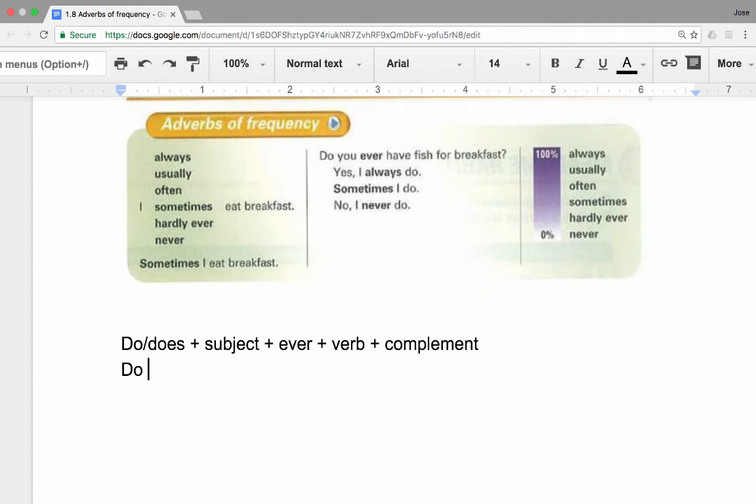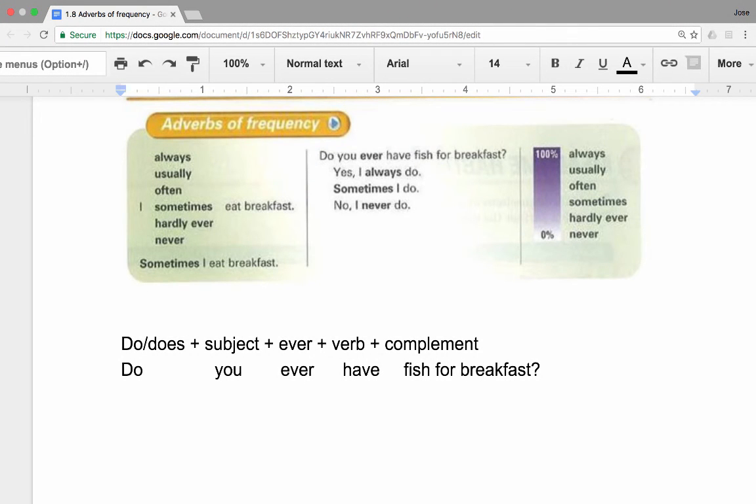The auxiliary verb is do. After that, we have the subject you. Then we will add ever. Next, we will add a verb, have. Finally, we need to add a complement: fish for breakfast.